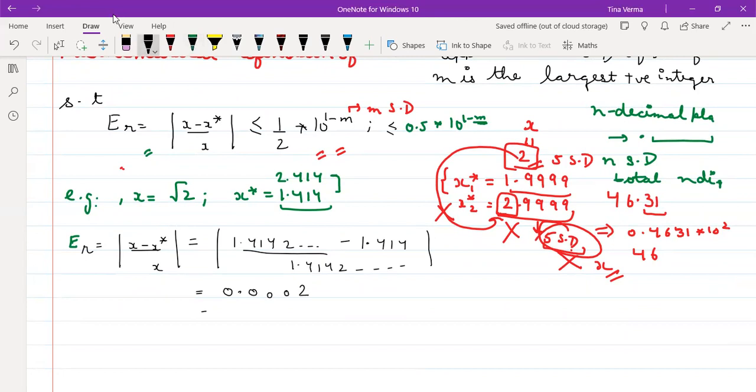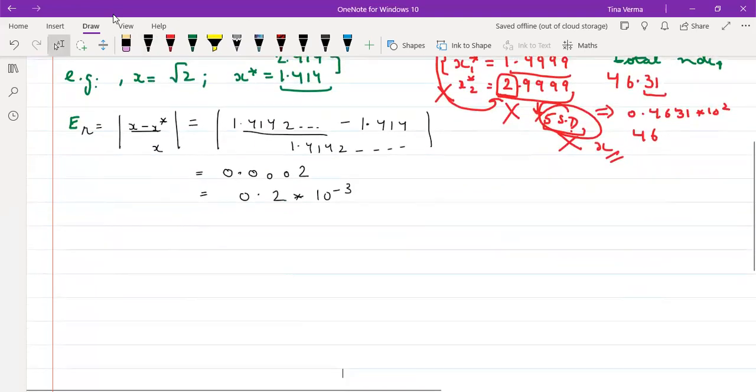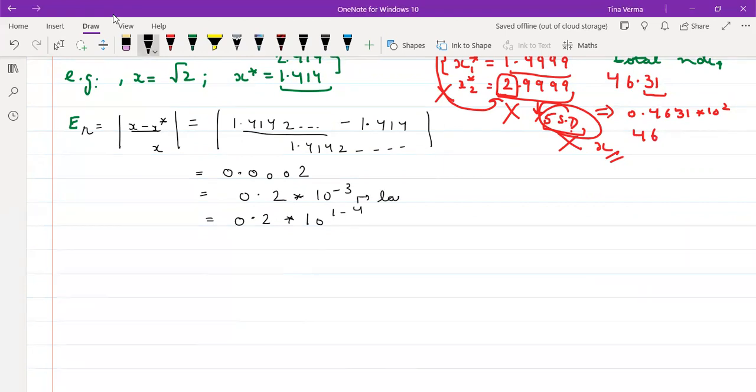Can I write this as 0.2 into 10 raised to the power -3? Yes or no? Clear? So this is 0.2 into 10 raised to the power 1 minus 4. Can I write that? Yes or no? Otherwise you could also write it as 0.02 and 10 raised to the power -2. That can also be an option, and it would still be less than 0.5. But the definition says that this m should be the largest positive integer. There can be smaller integers, but this is the largest positive integer that will tell you the number of significant digits it has. Is it clear?